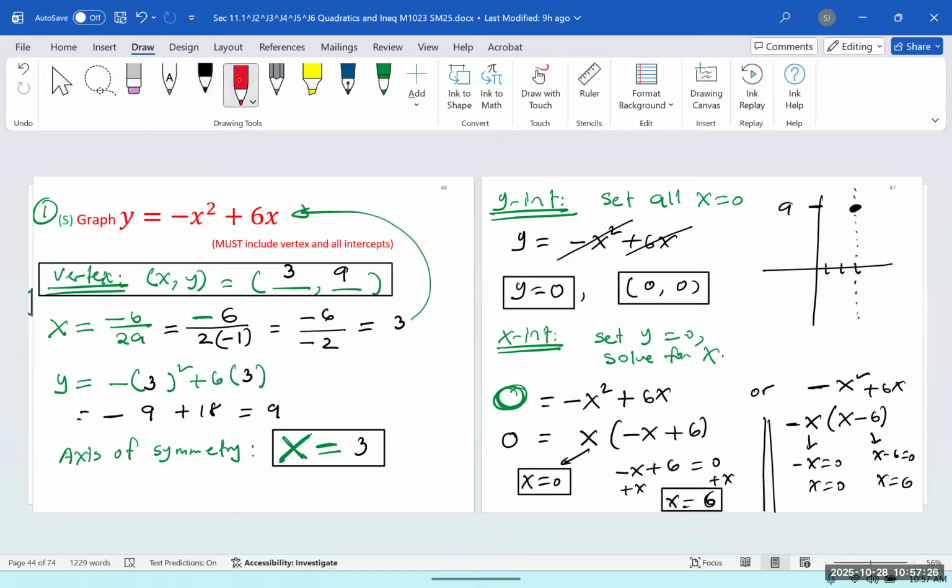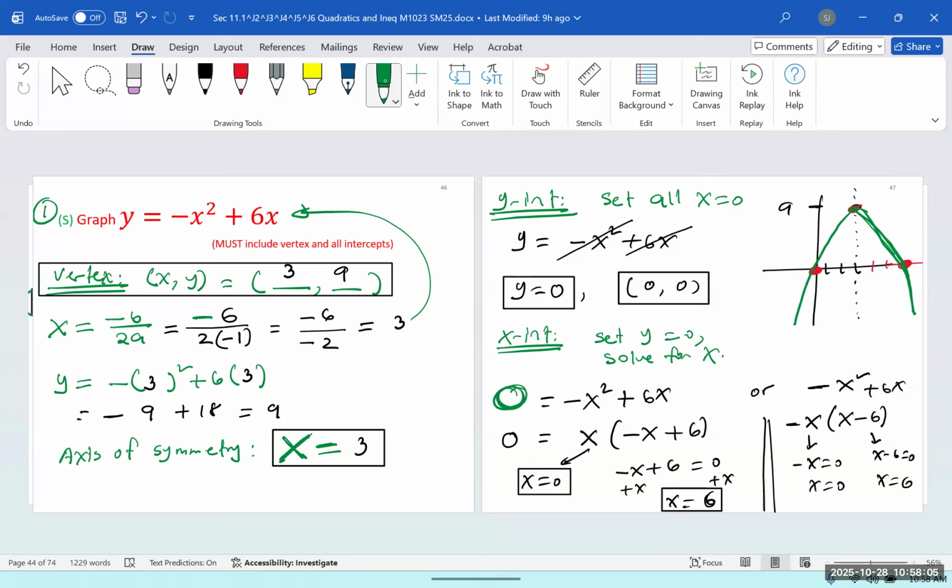Then we have x-intercept 0 and 6. Y-intercept is 0. So one of the x-intercepts and the y-intercept are the same, and the other x-intercept is different, and this is the vertex. So based on all these points, whatever parabola we're going to draw, it is upside down. And before even drawing the parabola with this information, you should already know that you have an upside down parabola.